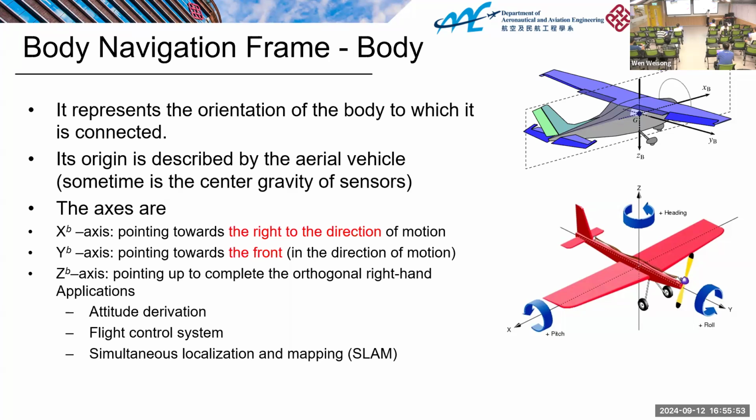So XB means body frame. XB, YB, ZB means the body frame axes. X is pointing towards the right direction. Y is in the front. Of course it is a right-hand system, so Z should be up. So this is usually the definition for the body frame.